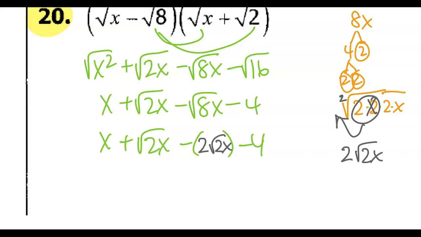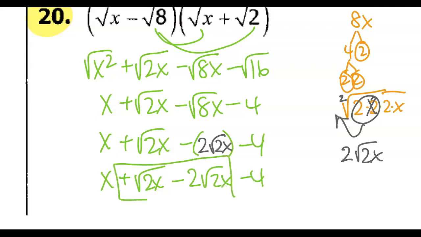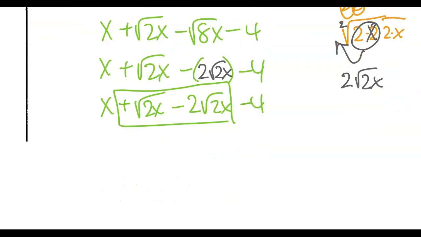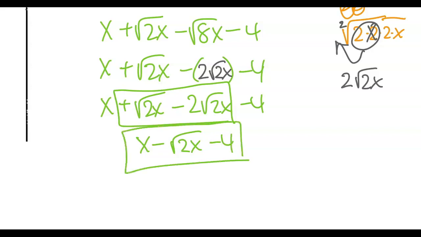This is extremely important. This radicand matches this radicand. The index, which is 2, matches this index. Because that's the same, I can now simplify. So we're going to take both of these terms in the middle and combine. Square root of 2x minus 2 square root of 2x is just the square root of 2x. Technically it's a 1 in front, but you already know you don't need to have that 1. This would be your answer.